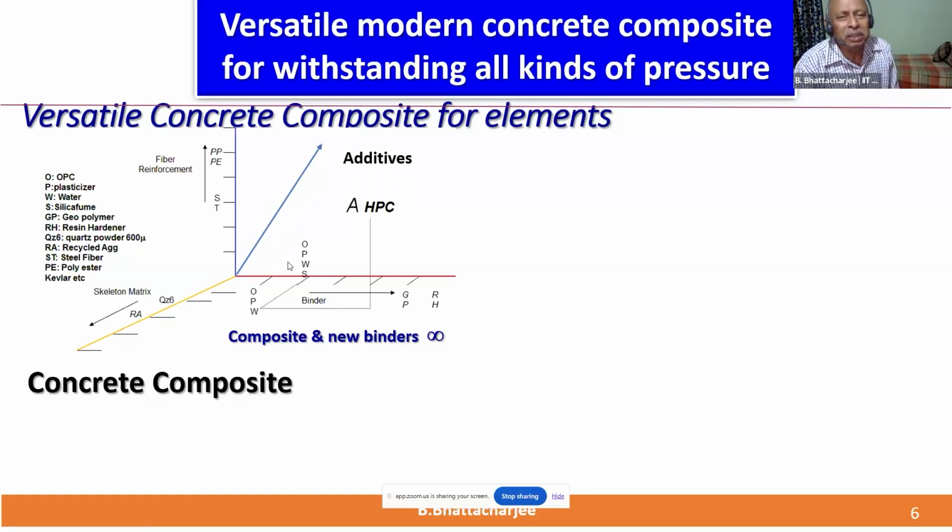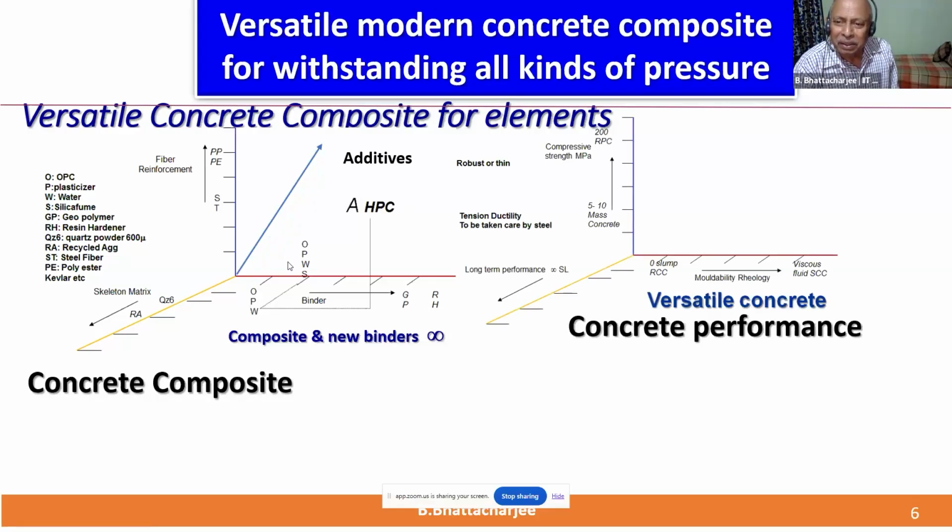And the fourth dimension is, of course, additives, which has come since 1963 in a big way after the synthetic polymer came into being. And if you see performance, so this performance of versatile concrete, you can have moldability going from zero slump to self-compacting concrete. Any fluidity you can design the system for.